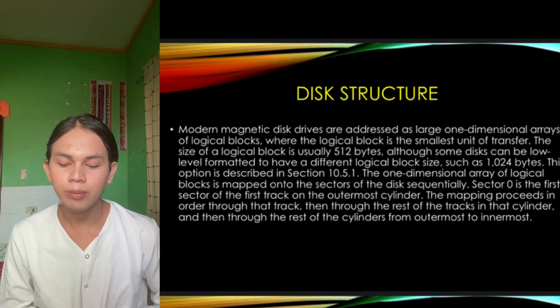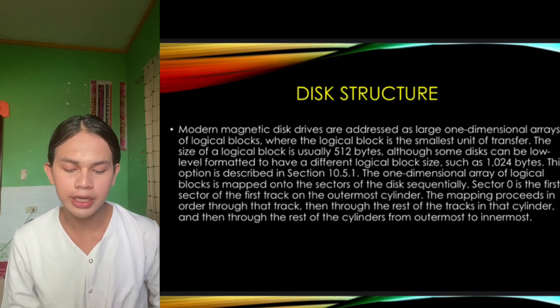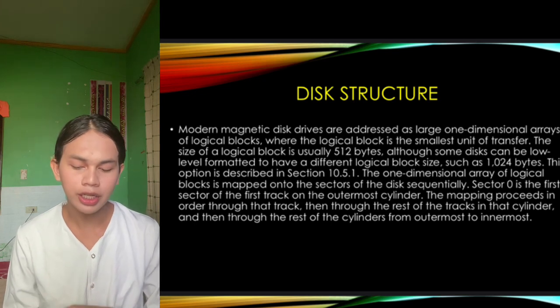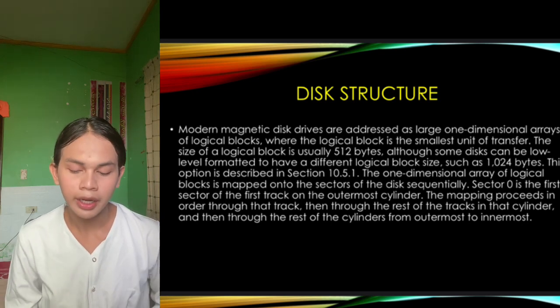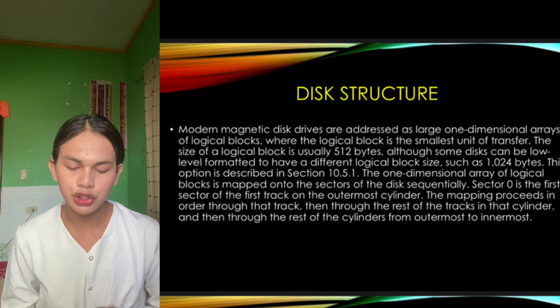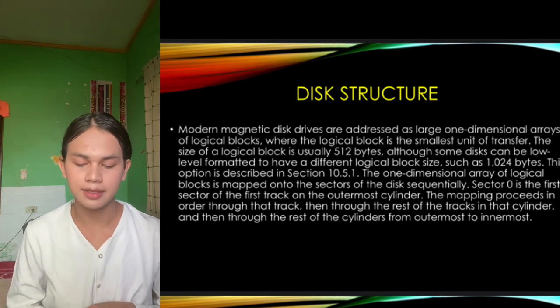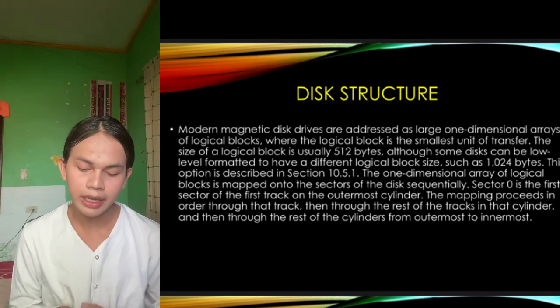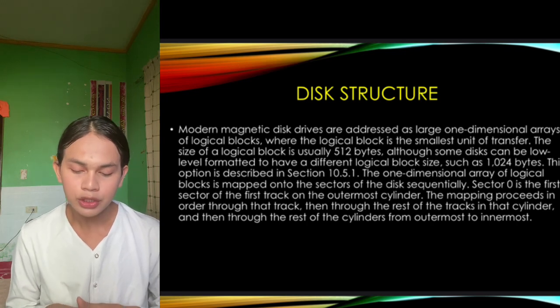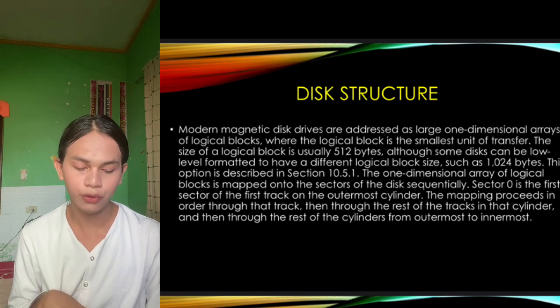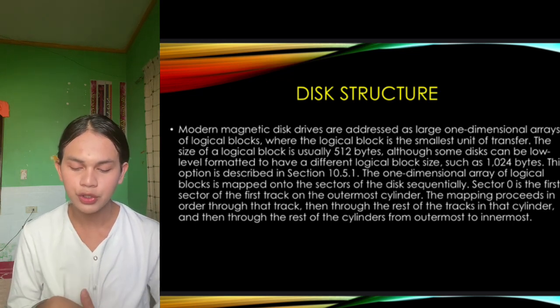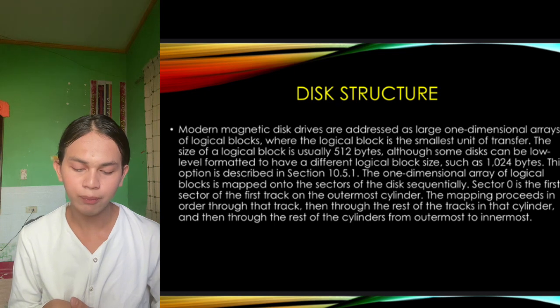So, disk structure. Modern magnetic disk drives are addressed as large one-dimensional arrays of logical blocks, where the logical block is the smallest unit of transfer. The size of a logical block is usually 512 bytes, although some disks can be low-level formatted to have a different logical block size, such as 1024 bytes. This option is described in section 10.5.1.